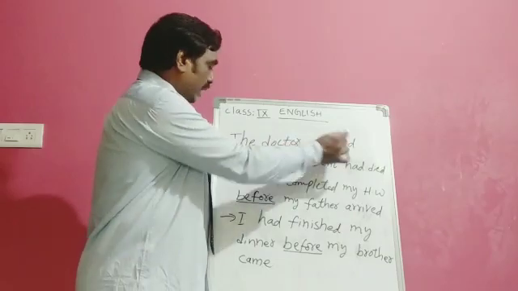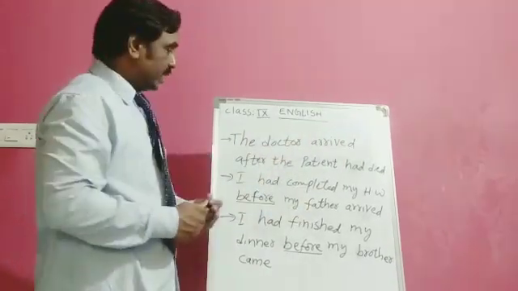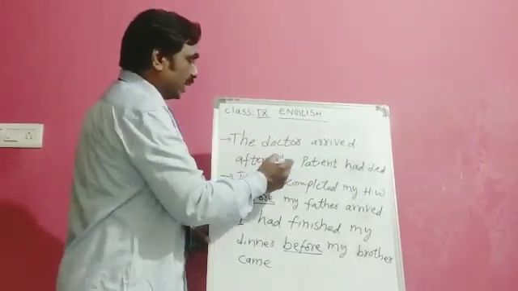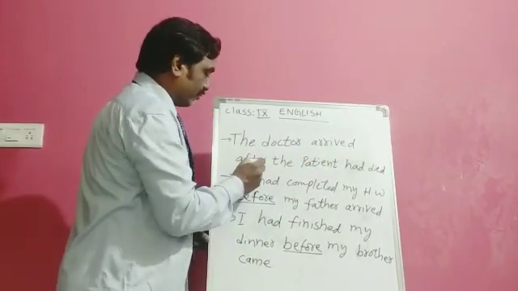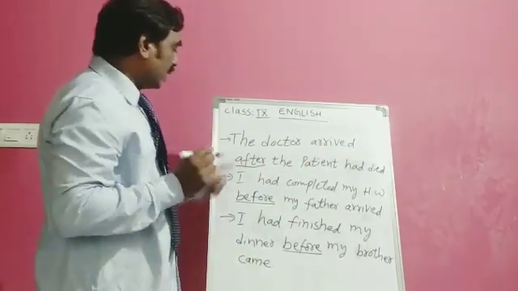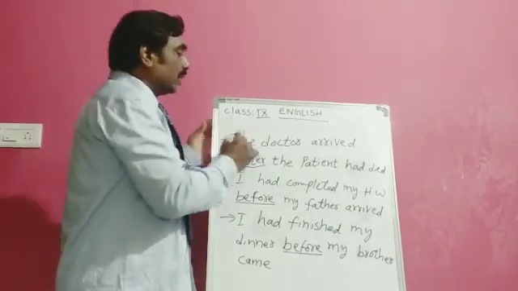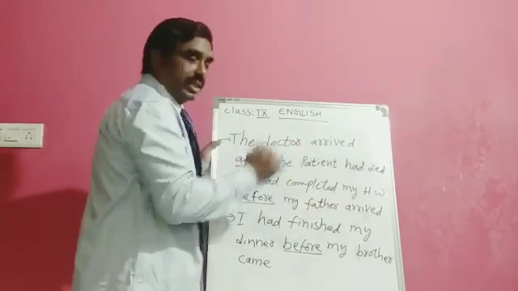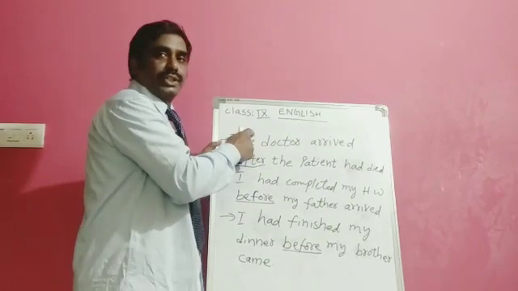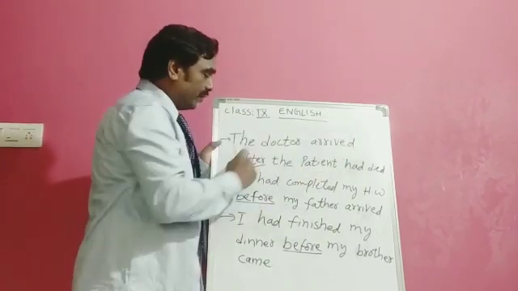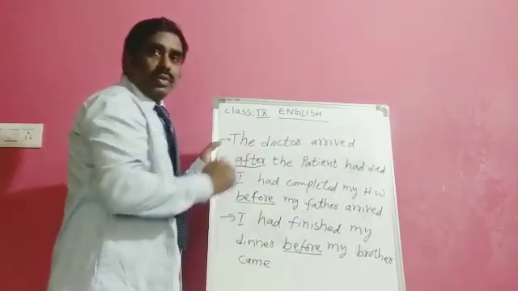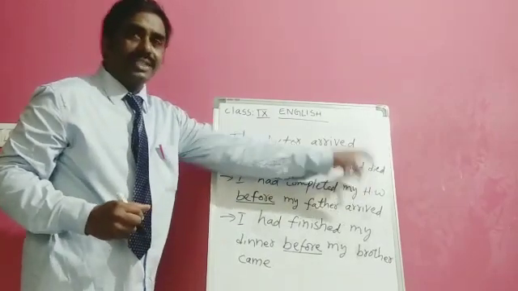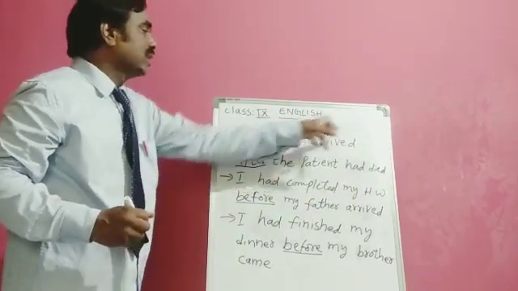The doctor arrived after the patient had died. See here, the doctor arrived: this is the simple past tense. The patient had died: this is the past perfect tense. These are connected with 'after'. So here, which action took place first? The patient had died. This was finished before the other action. So the doctor arrived after the patient had died. Here two actions took place, and the first completed action we wrote in the past perfect tense and the second completed action in the simple past tense.